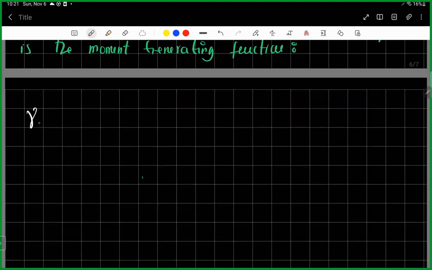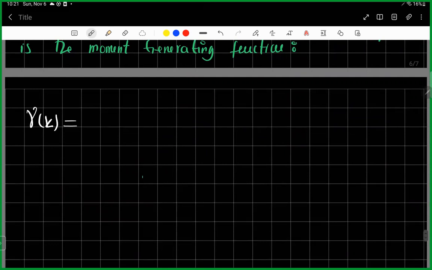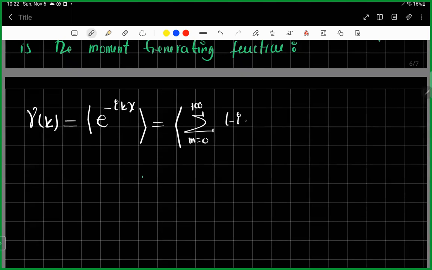So what we're going to do now is consider the Taylor expansion for the complex exponential whose expectation value we're obtaining here. So this is the expectation value of the sum from m equals 0 to plus infinity of minus i k x to the power of m divided by m factorial.